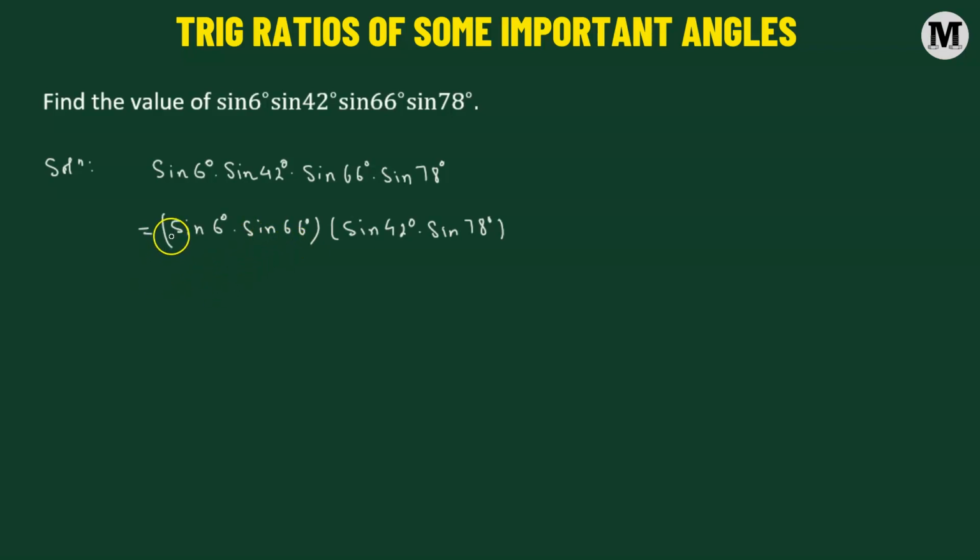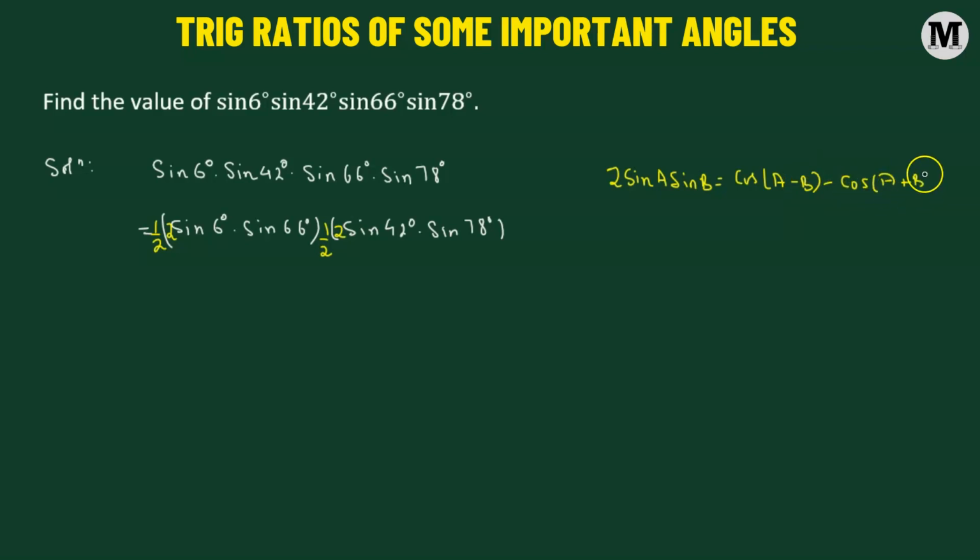But here, our factor 2 is missing. All we have to do is multiply sine 6 degrees and sine 66 degrees by a factor 2, but this is an extra factor, so we will divide by 2 as well. Similarly, we'll also multiply sine 42 degrees times sine 78 degrees by a factor 2, and we're going to divide by 2. Now we're going to use a formula: if we have 2 times sine of angle A times sine of angle B, that's given by cosine of angle A minus B minus cosine of angle A plus B.